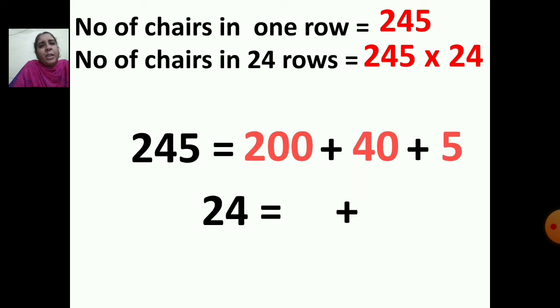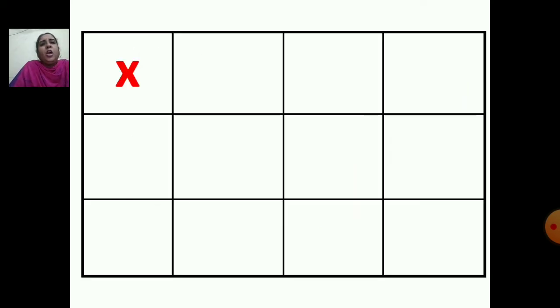Now we will show the breakup of 24. Now 2 is in tens place. So what will come? 20. And 4 is in units place. So what will come? 4. Right? Now you got the breakup of 245 and 24. Now you are going to use the lattice method to do the multiplication. Okay? Now we will put the multiplication sign. And which number will come in the first row now? First you will write 200. Then what will come?